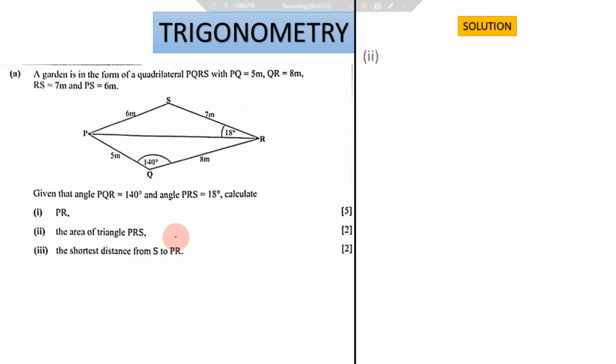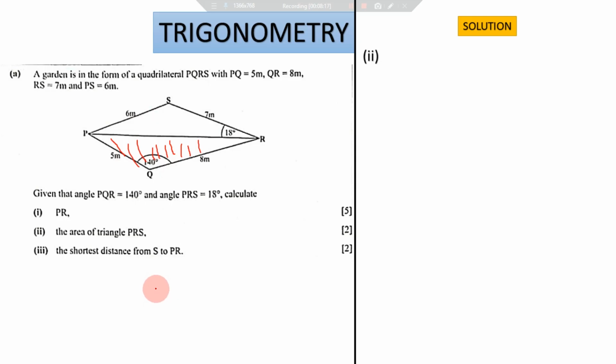We go to question 2. Calculate the area of triangle PRS. So triangle PRS, it's this triangle which is on top. Forget about this triangle which is on the bottom now. We have migrated now. They are asking us to find the area for the triangle which is on top right here. How do we find area?